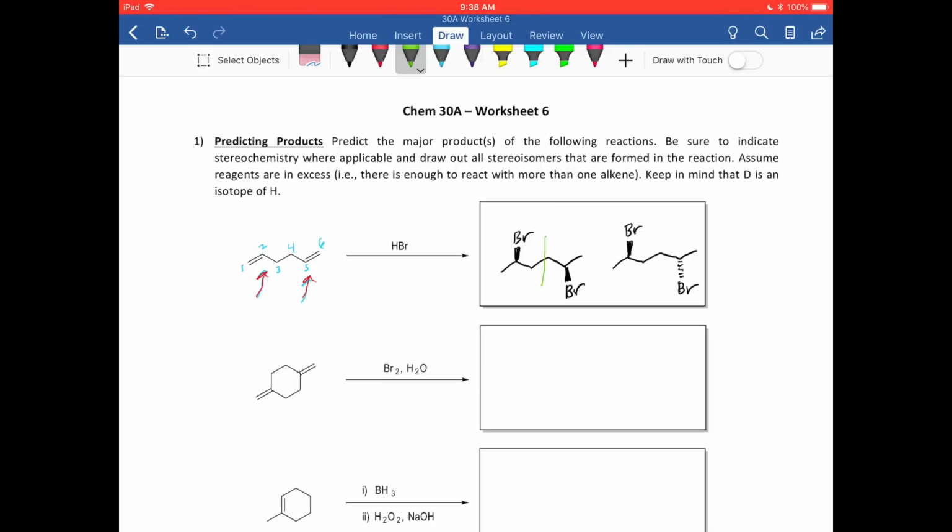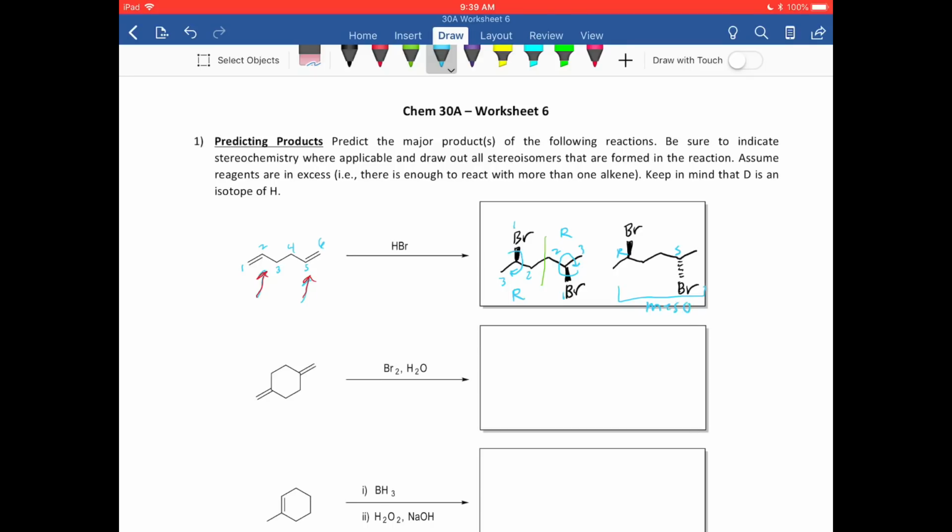Probably the easiest way to determine which one of these is a meso compound is to just determine R and S. So here the priorities are 1, 2, 3. That makes this one R. Here the priorities are 1, 2, 3. That makes this one R as well. That means this is not the meso compound. And if we do the R/S configuration of the other one, this one is R, and this one is S. So now this one must be our meso compound.